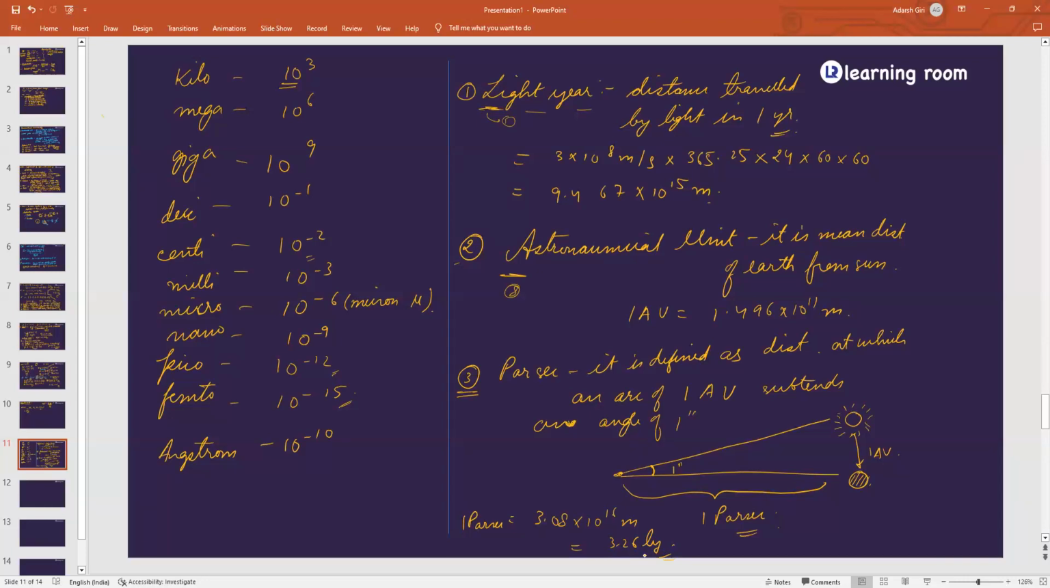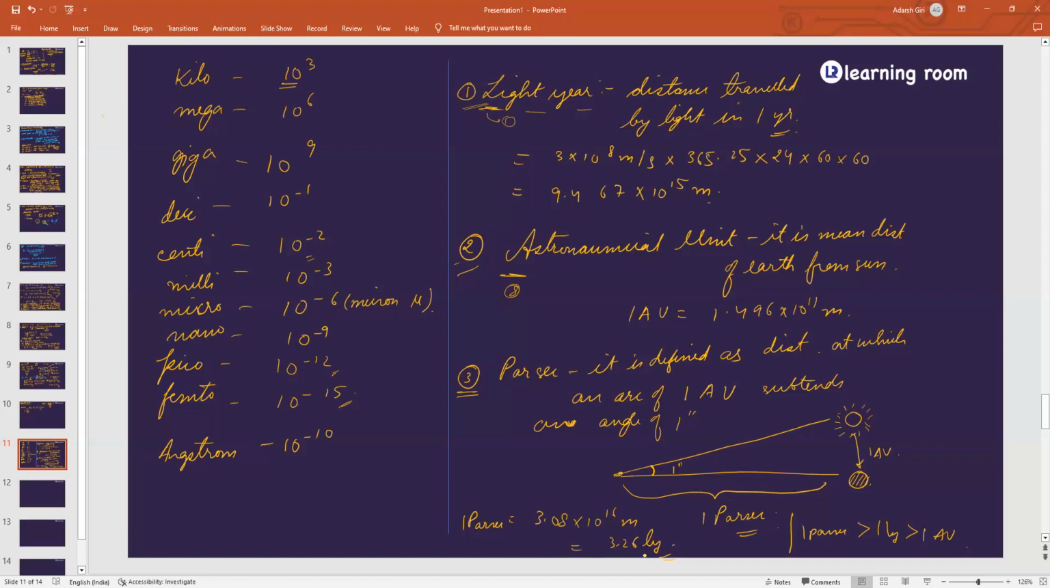Understood, everyone? Got it? So the order will be 1 parsec greater than 1 light year, greater than 1 astronomical unit. At home, you can try, you can find the ratio between light year and astronomical unit also.